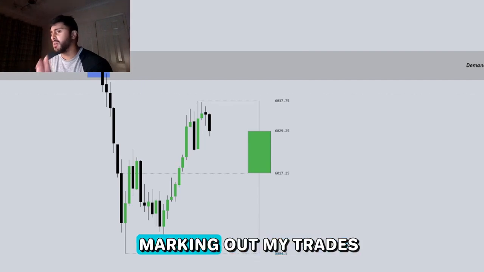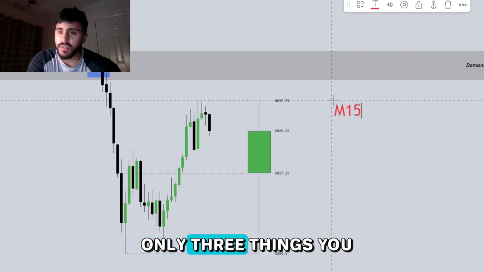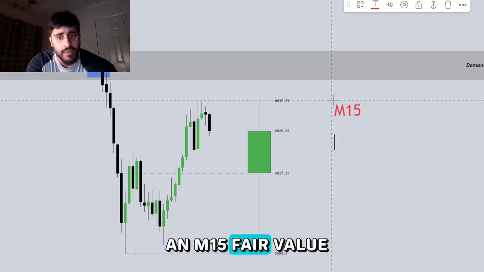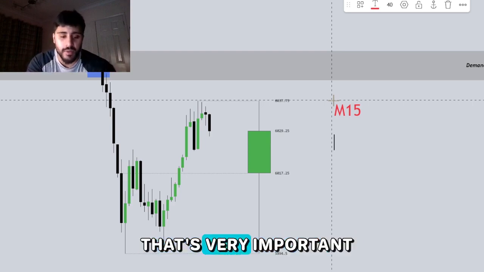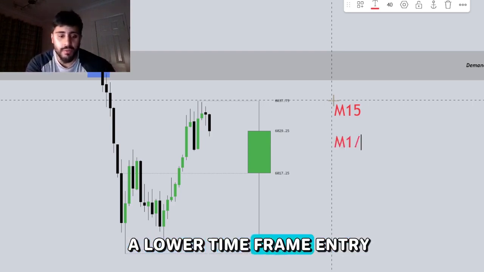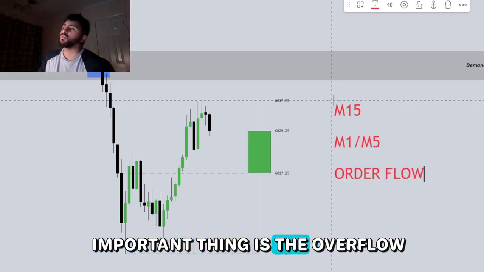Remember, when I'm marking out my trades, there's typically three things I look for. Only three things. We want to look for an M15 fair value gap or a demand to supply flip zone. We're looking for that fair value gap. That's very important. Then I want to see a lower time frame entry, either the 5-minute or the 1-minute. And then the most important thing is the order flow.